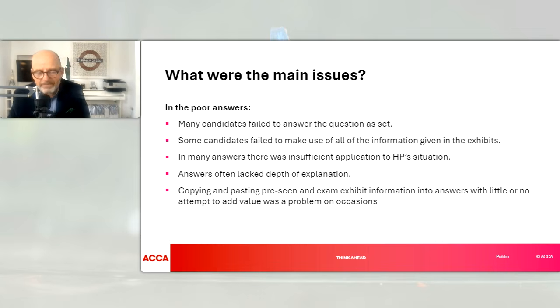And this happens every time. The examiner's report mentions it every time. Copying and pasting of pre-seen material. You've got to understand that the markers know the pre-seen material inside out. If you copy and paste it, they know you've copied and pasted it. Don't forget, this is a practical exam where you behave like you should do in the workplace. Can you imagine doing that in the workplace? You wouldn't look very smart. So please don't do it in the exam.